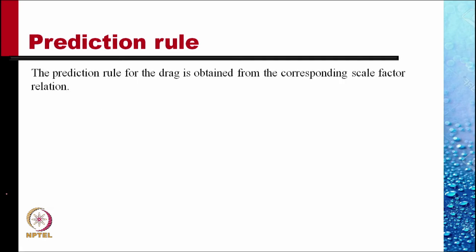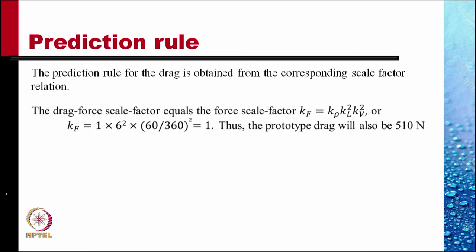For the time being, let's predict the drag. The prediction rule for the drag is obtained from the corresponding scale factor relation. The scale factor for drag would be the same as the scale factor of any other force. And as we have seen, for the inertial force, the scale factor is K rho Kl squared Kv squared.